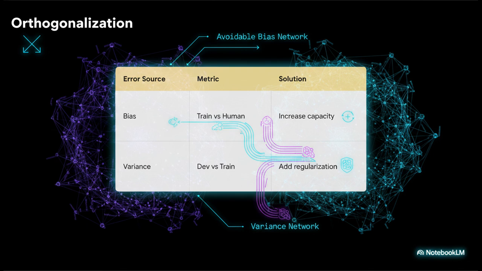But if your training error is fine and your development set error is terrible, you're dealing with high variance. The model has basically memorized the training data and can't generalize. The fix for that is entirely different. You need to apply regularization techniques or acquire much more diverse data.